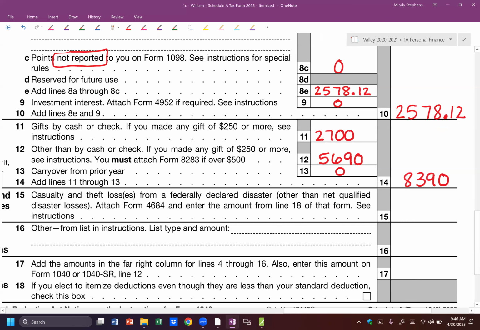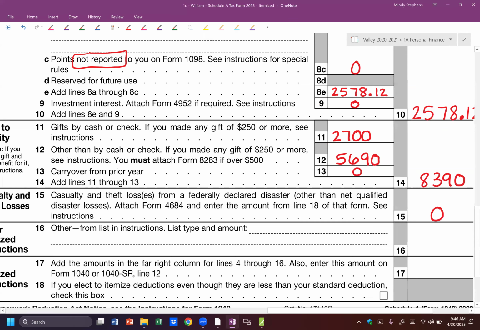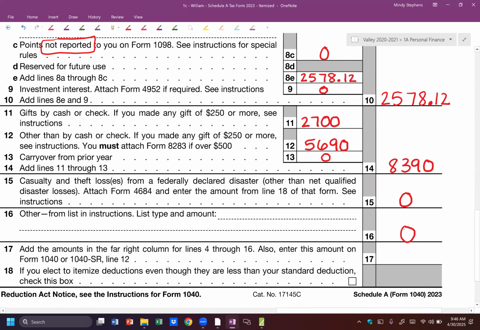Okay, 15, casualty and theft loss from a federally declared disaster. So looking at the list, does it say those words, casualty and theft loss from a disaster? Doesn't have that listed, so we're going to put 0. The next one, other deductions. We don't have any other deductions, so we put 0.